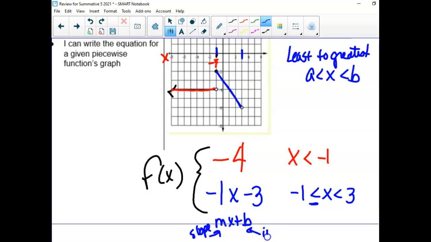What if it doesn't cross the y? Can you figure out still where it would cross the y? And that's the number you use. Okay.